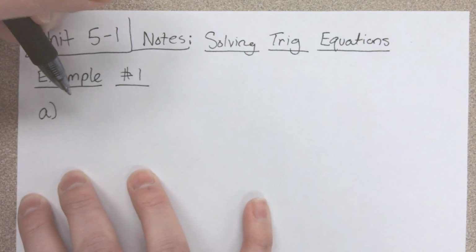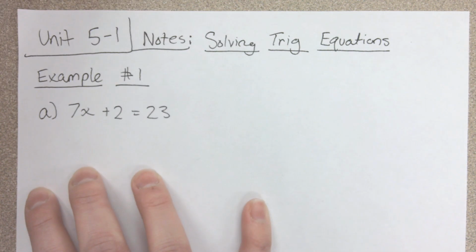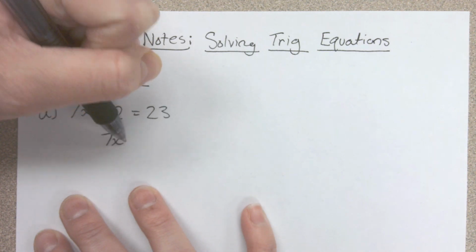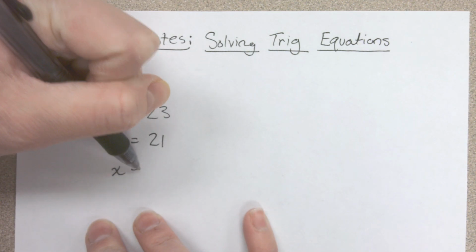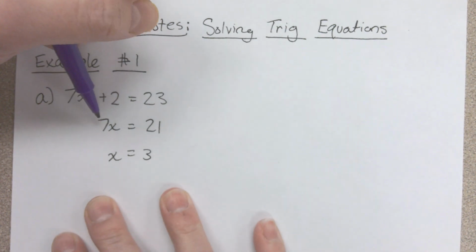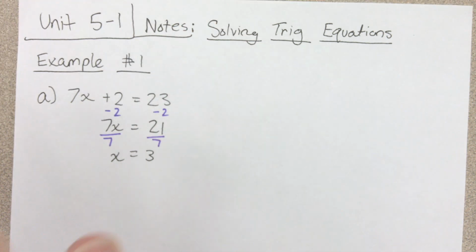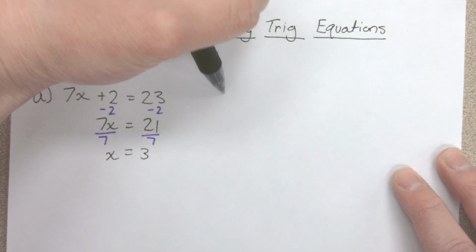Example 1, first equation, 7x plus 2 equals 23. Hopefully you get the concept, it's just algebra. Subtract 2, we get 7x equals 21. Divide by 7, x is 3. Conceptually speaking, that's what we're doing, but with trig. Let's see an actual trig problem.